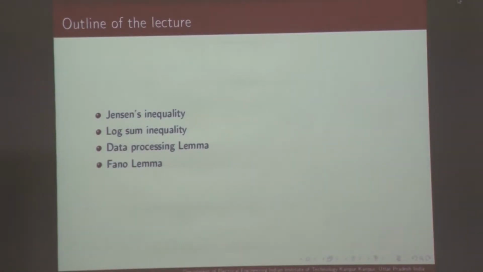Then we talk about what is known as the log sum inequality, and we will see an application of this inequality. Subsequently, I will talk about a lemma called the data processing lemma, and finally, I will talk about Fano's lemma, which links probability of error to basically uncertainty in knowing a particular bit. So, these are the four results I am going to show you now.